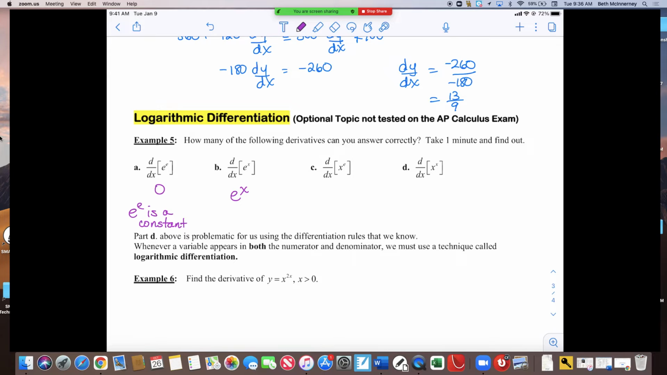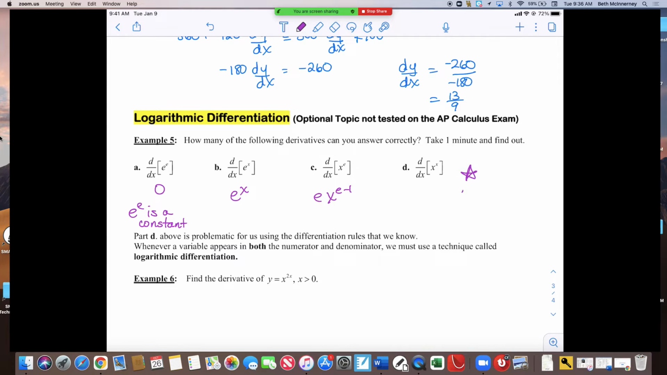All right, letter A, did you get 0? Because e to the e is a constant, okay? E to the e is a constant. B is e to the x. Now, in letter C, you actually can do this one. X is your base, and e is a number. So that applies to my power rule. So you bring down the power and decrease the power by 1.